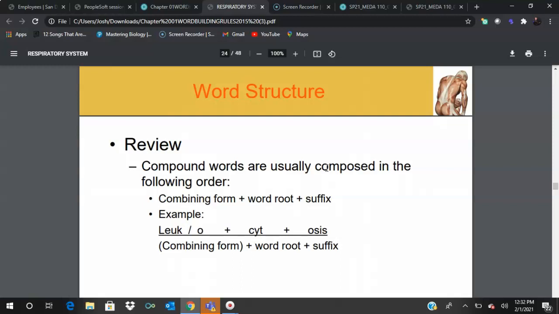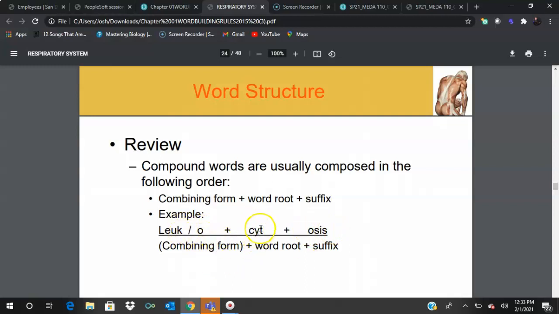So here is an example of a compound word, leukocytosis, okay? There are two word roots here, leuc and cyte, okay? Leuc is white and cyte means cell, okay? So leukocytosis actually means an abnormal condition where the white blood cells are elevated in the blood, okay? Osis is condition or blood condition. Okay, so here's our combining form here.